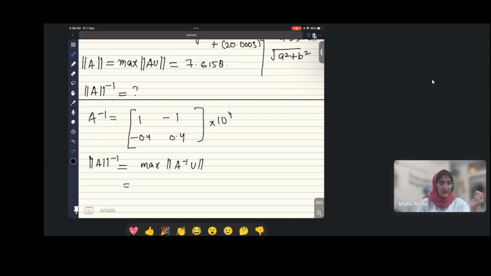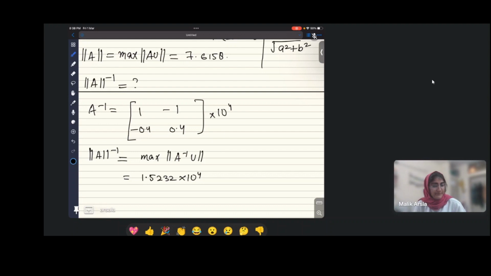It's 1.1523 into 10 to the power 4. Yeah, correct. And Ronak, did you get the answer? Are you getting the same, 1.5232 into 10 to the power 4? If yes, then good. If not, then you can recheck, maybe you are making a mistake somewhere.